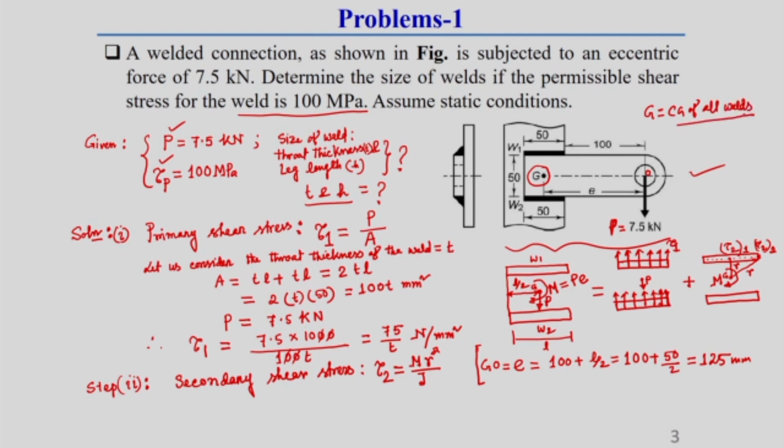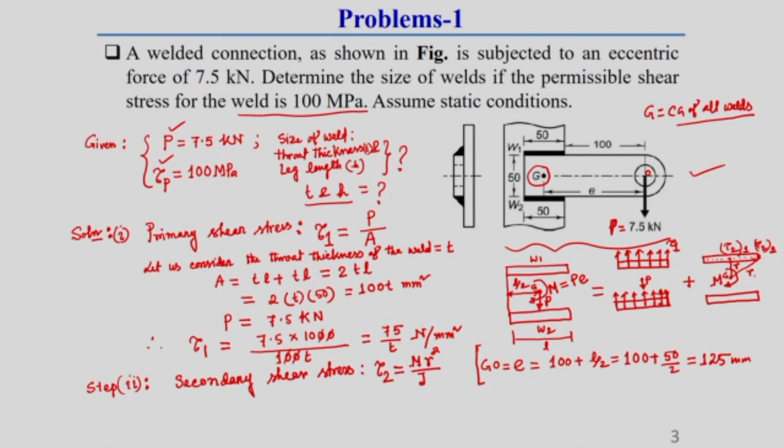So, here we have to consider G as the CG of welds, not the CG of the plate, because here we are finding out the stress distribution inside the weld. That is why we have to consider the CG of all welds, not the plate. Okay. So, depending upon this r distance, this tau is varying. So, here we should consider where the maximum secondary shear stress is acting.